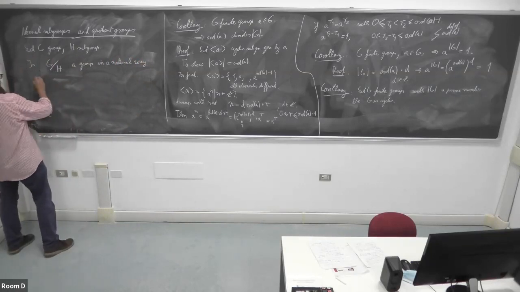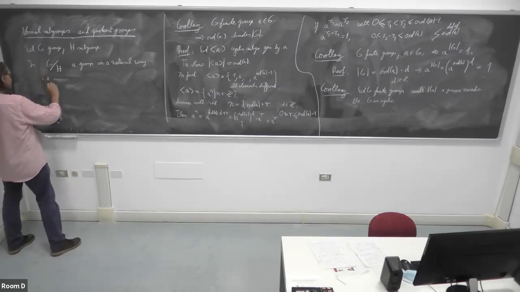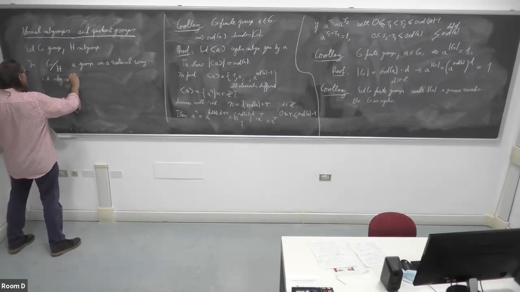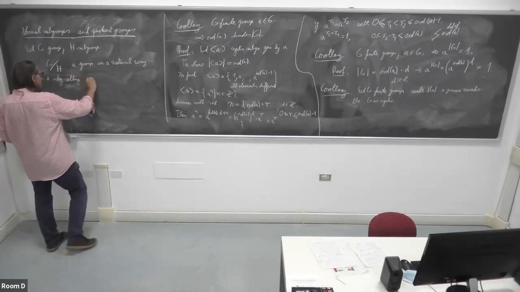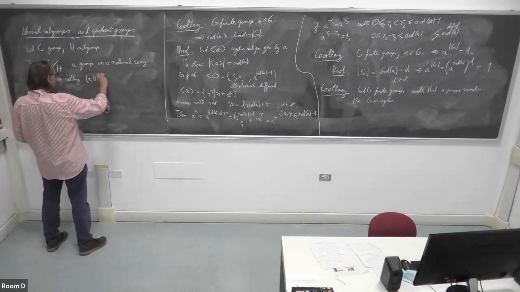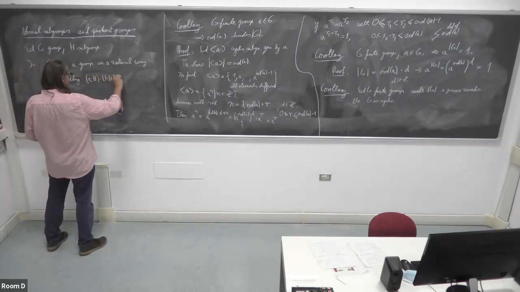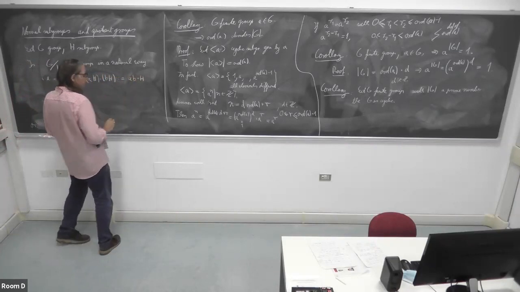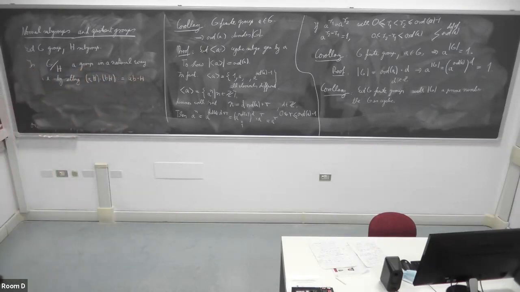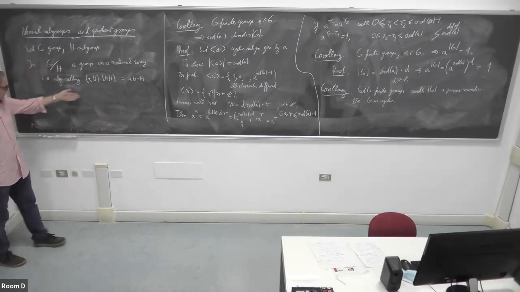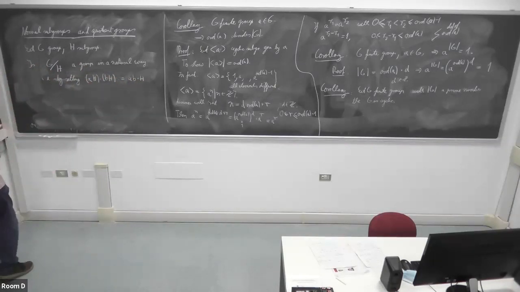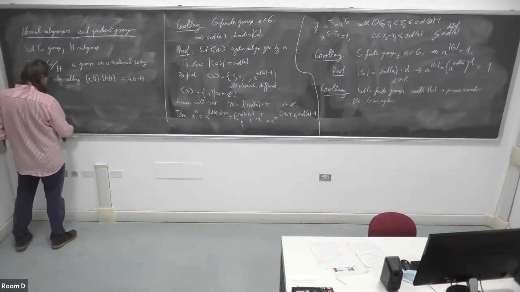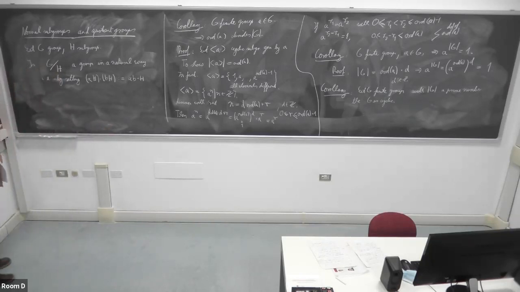Namely by setting aH times bH equal to abH. This is the obvious way how we want to define a group structure on this quotient set, on the set of cosets. And is it a group? It turns out that it sometimes is and it sometimes isn't.